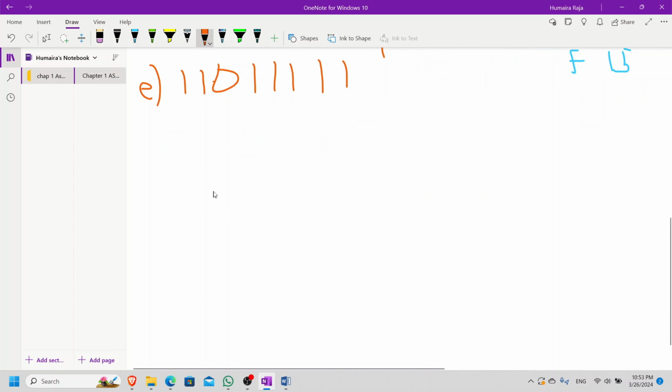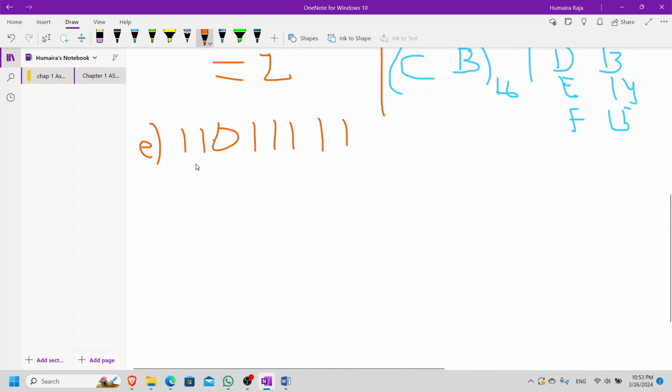When you're converting a binary number into a denary number, there are two methods: one is the long method and one is the shortest method. I will start with the shorter one. Start giving them a power of 2. 2 raised to power 0 is 1, 2 raised to power 1 is 2, 2 raised to power 2 is 4. In this way, I will keep on increasing the power and write the answer over here.